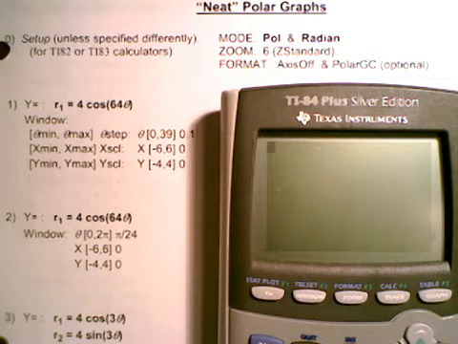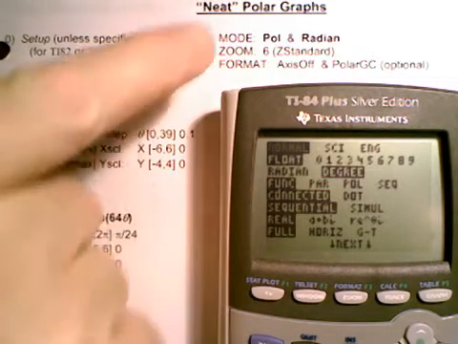Notice at the top of this paper, now you don't have this paper, and that's okay. You don't even really need to take notes right now. I just want to show you so you can get a feel for what the polar graphs would look like.